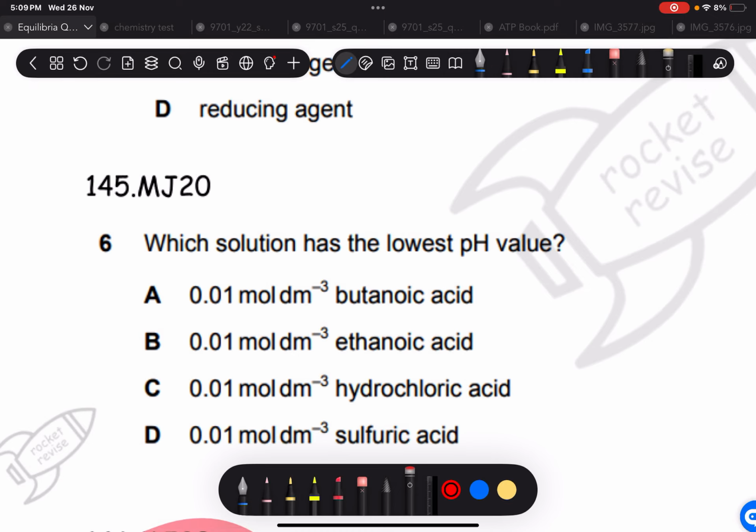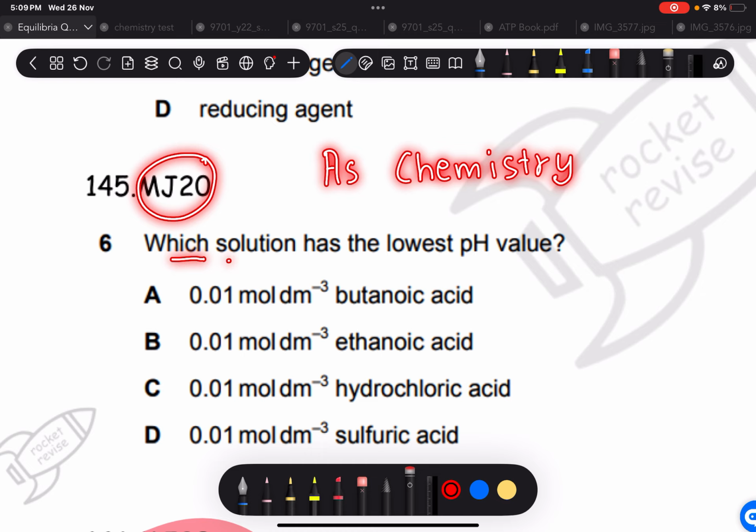So today we are going to be solving some AS level chemistry difficult questions from the chapter of equilibria. So let's get started. The first question says it was tested in May June 2020. It's a tricky one. Which solution has the lowest pH value?